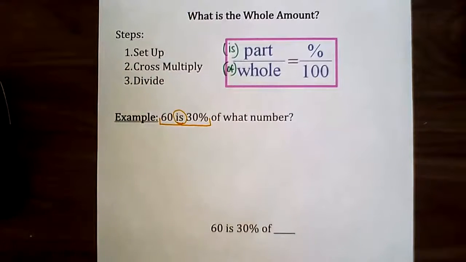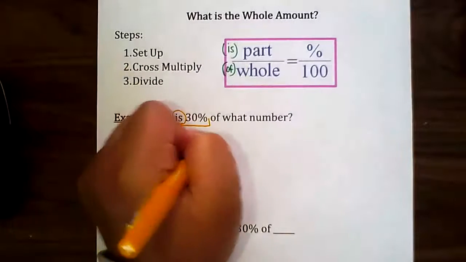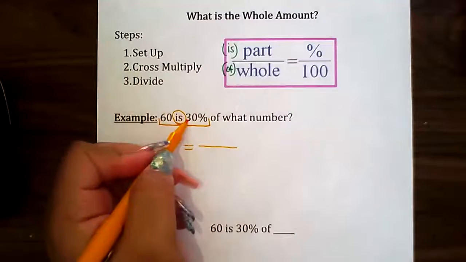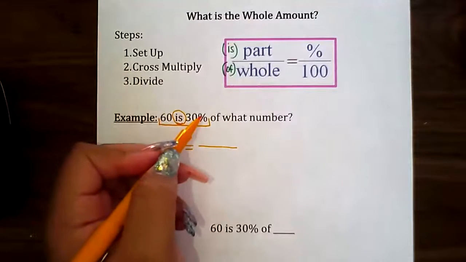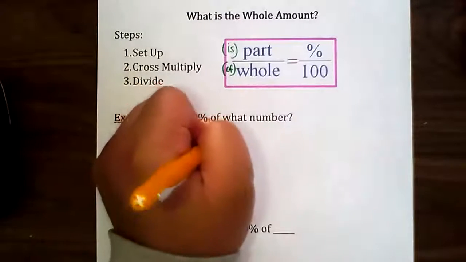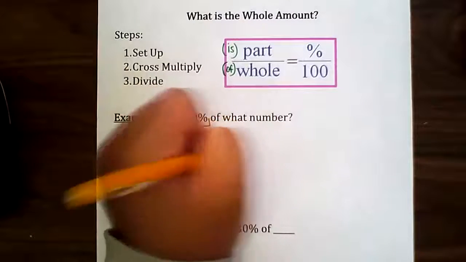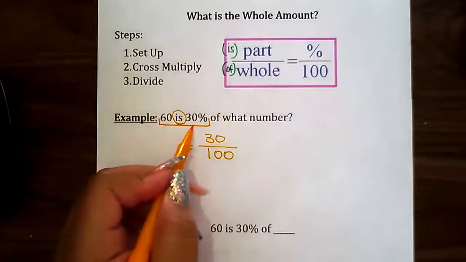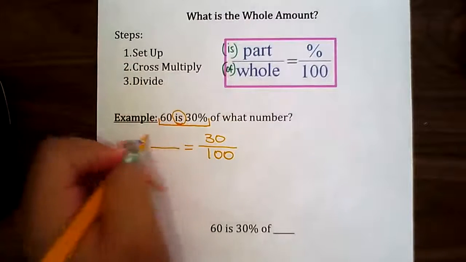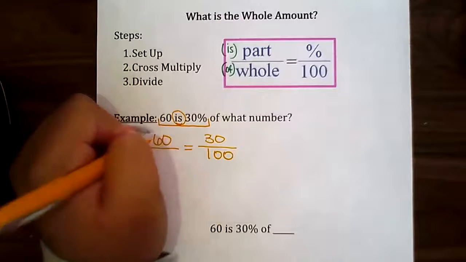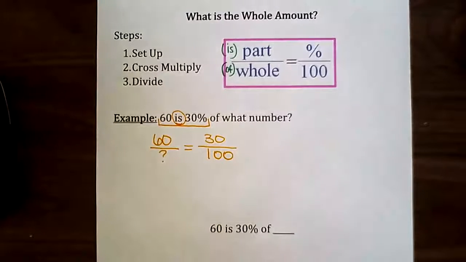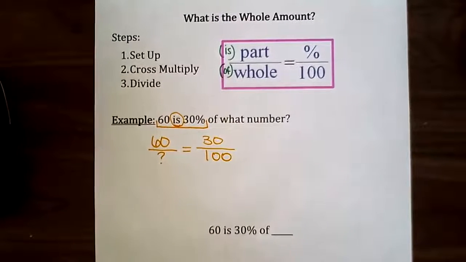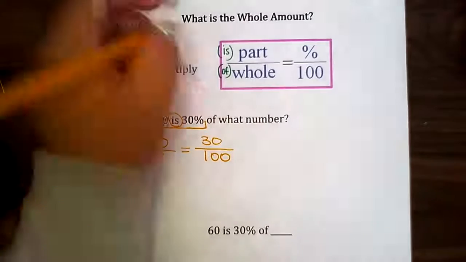So let's set up our proportion. We already know that percent is out of 100. So I have percent over 100, which means 30 over 100. And because 60 is 30%, we know it's the part and it has to go in the numerator. And I'm looking for the of or the whole. So now we've set it up.